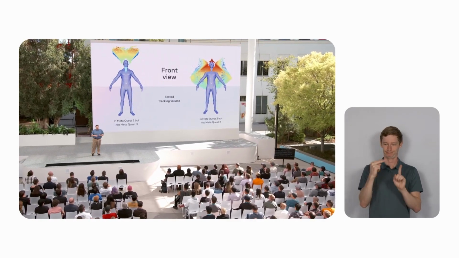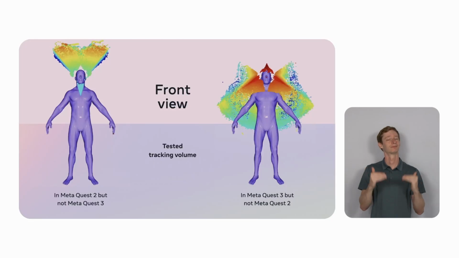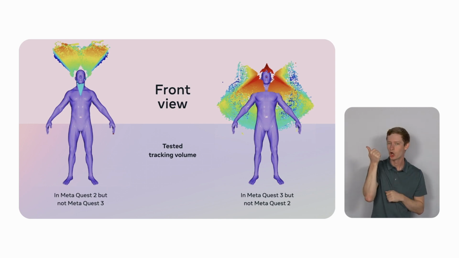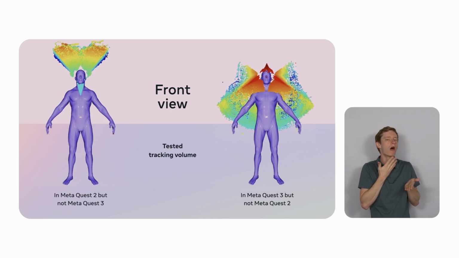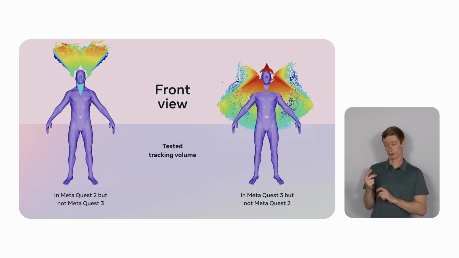Now, these two images are the results of our tests to verify the difference between the areas where the controllers can be seen on Quest 2 and Quest 3. You'll notice that Quest 2 has a large area above the head where controller tracking is significantly better, and it also has a small area under the chin where tracking is better.